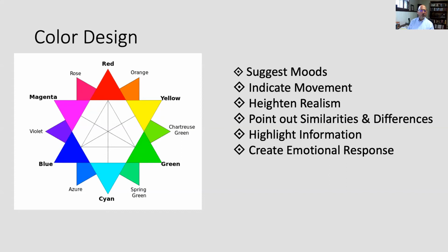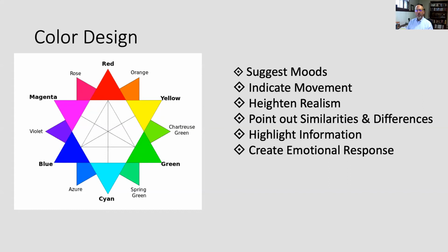Oftentimes, maybe you've seen those games where it asks you to point out or identify differences between two very similar images. Sometimes you can base those on color. Sometimes you can use color to highlight information, whether it be text or other objects within an image, and those point out similarities and differences as well. Colors are also very emotional and can create an emotional response on the part of our viewer. So there's a lot of reasons why we want to use color, and they do a lot of good things for us.